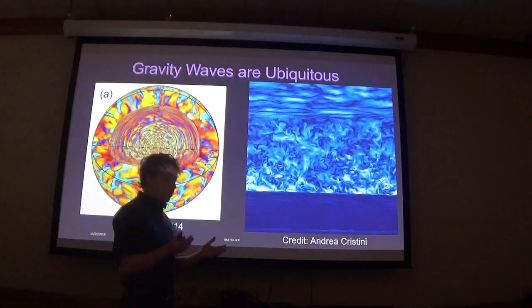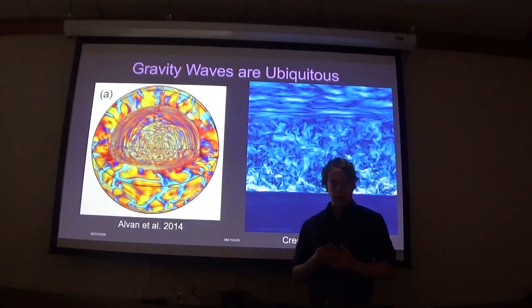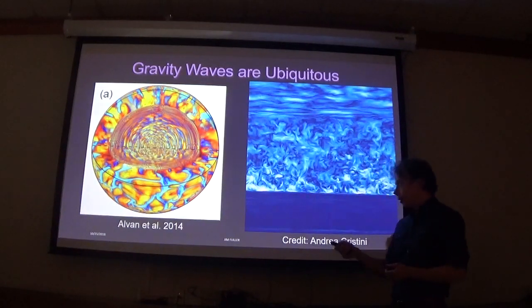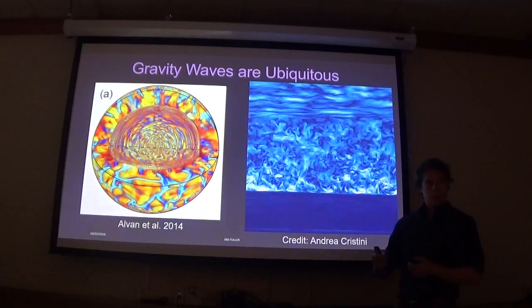Like I said, gravity waves are very common, especially inside of stars. One of the reasons is that anytime you have a radiative region of a star, you tend to have gravity waves that propagate there. This is a nice simulation of the sun done by Lucy Alfan. You see the outer convective layers of the sun. Inside, in the radiative core of the sun, we still see all the structure that's due to gravity waves propagating in that part of the star.